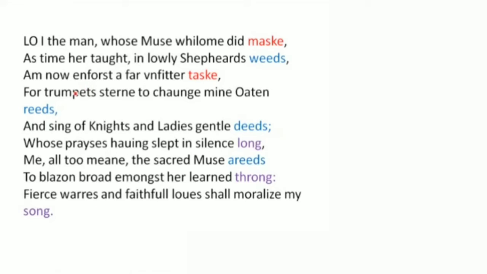The last one is song. Long and song, yes, it rhymes together, so again C. So the rhyme scheme is A, B, A, B, B, C, B, C, C. So this is the rhyme scheme of Spenser's stanzas. He has written it in Spenserian stanza, in which every stanza has 9 lines and the rhyme scheme of every stanza is A, B, A, B, B, C, B, C, C.